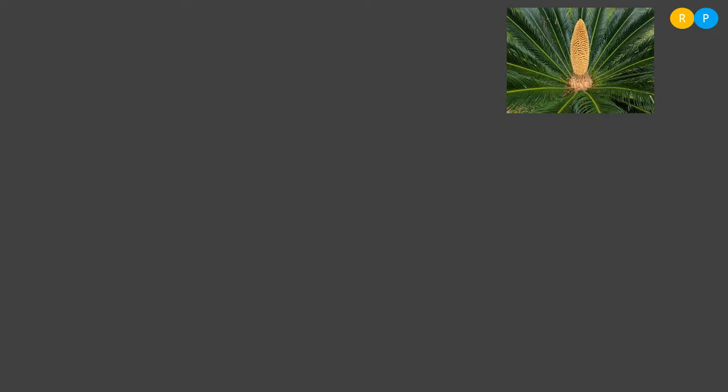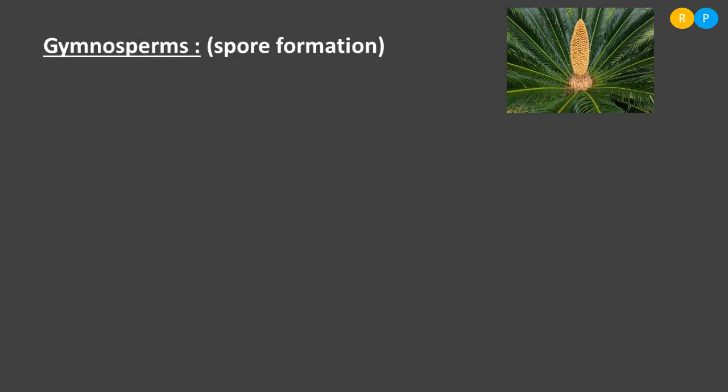So the next part here is the reproductive structure. Gymnospermic plants directly produce spores. Because of the spore formation, the main plant in the gymnosperms is named as sporophytic plant. So how does this plant form spores? What is the structure in the gymnosperms in order to form spores?